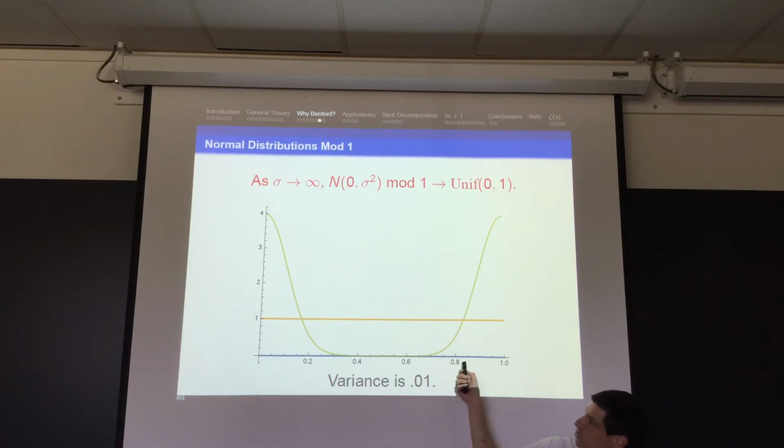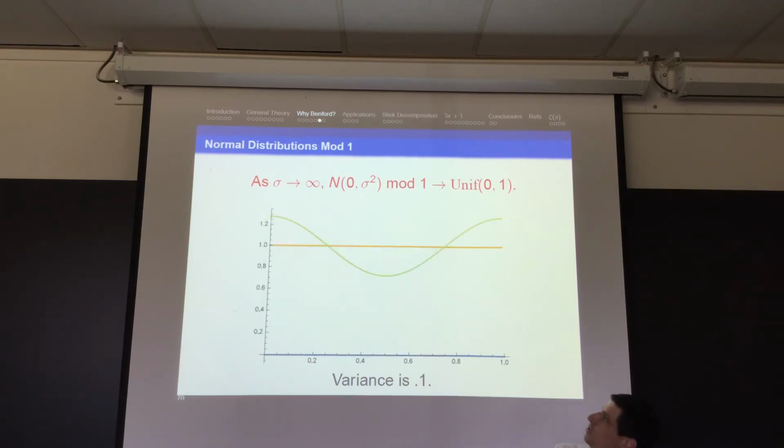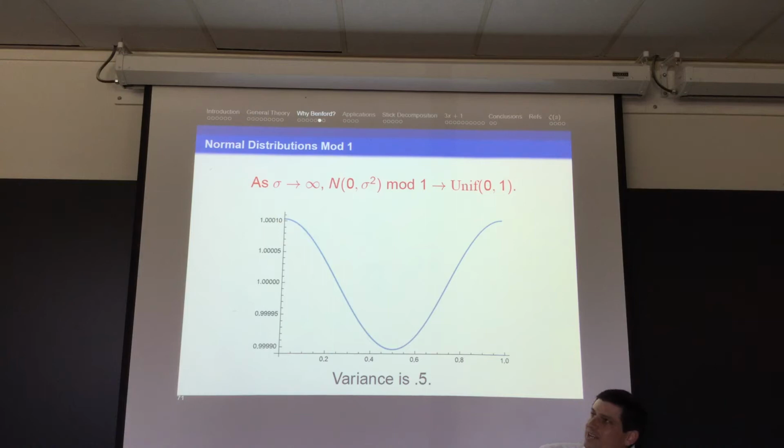So here's the uniform distribution. Does this look close to uniformly distributed? No, not even close. What if I increase the variance to 0.1? It's better. What about now? Look at the axes. The axes go from 0.9990 to 1.0001. So when you look at the axes, it's very close to being uniformly distributed. Okay, always check the axes.